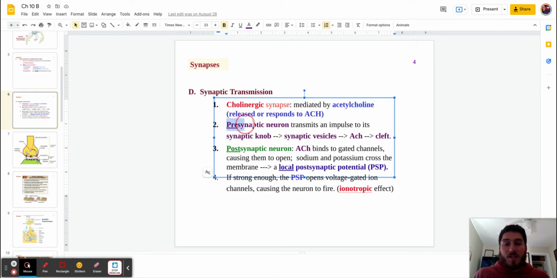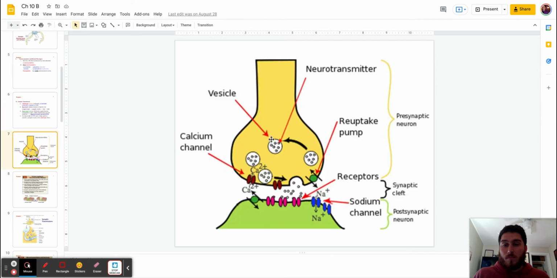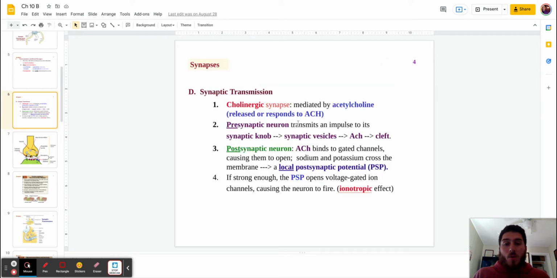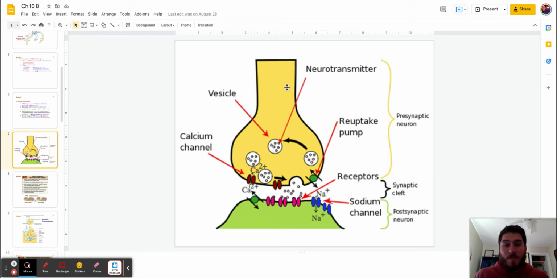So the presynaptic neuron, remember this is the yellow section, is going to transmit an impulse down to the synaptic knob. Once it gets to the synaptic knob, it is going to impact the synaptic vesicles and therefore release acetylcholine into the cleft. What did I say? The presynaptic knob is going to get a stimulus from that axon. So here comes a stimulus.